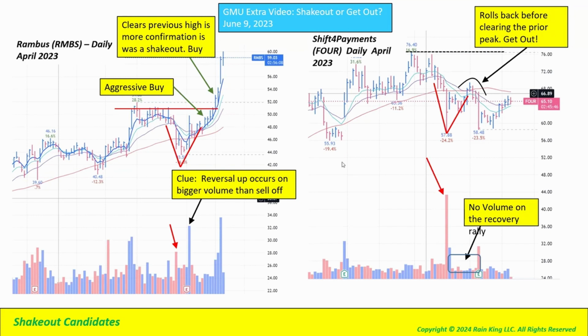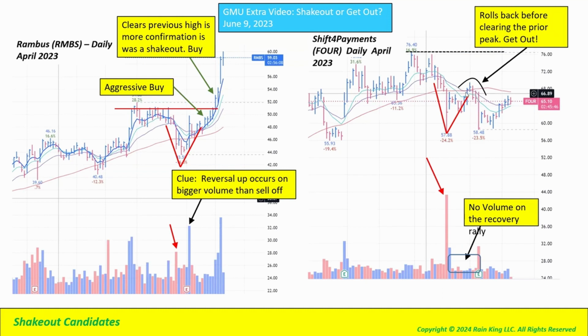Now, on the right side is Shift4 Payments, again April of 2023. Again, we have a stock that was in a range. You can see the low end of the range here. We break sharply lower. There's a lot of selling in the stock, and you can see this huge volume day. Now, this stock closed mid-range, doesn't look too bad, but you can see the rally attempt kind of stalls out. It tries to get going again, it runs into the 50-day, and the stock starts to roll back.